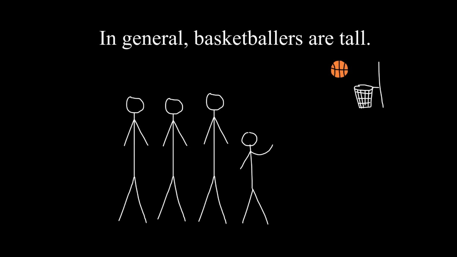Next, we have in general. Colloquially, we can say, in general, basketballers are tall. What we mean is that while there may be some short basketballers, usually basketballers tend to be tall. But the way this phrase gets used in math is very different. When we say in general in math, we mean in every single case with no exceptions. So we would only say, in general, basketballers are tall if every basketballer is tall.